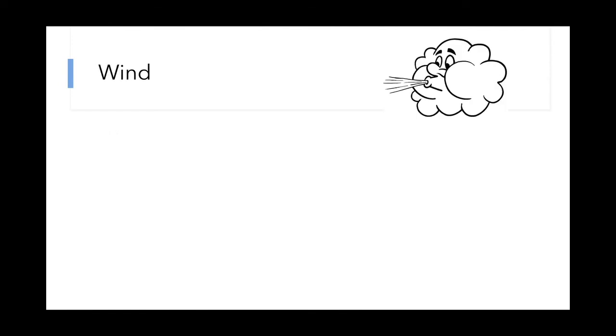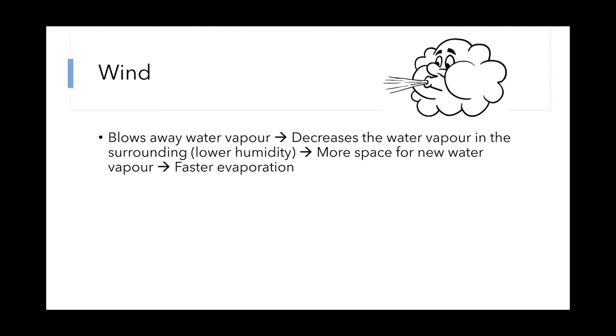Okay, now we'll talk about wind. Wind is basically moving air. So what happens is when there's wind, the wind will blow the water vapor away. Let's say for example you are at a place that is highly humid. That means there's a lot of water vapor. So when there's a lot of water vapor, the evaporation will be slower, right? Because there's not much space for water to evaporate.